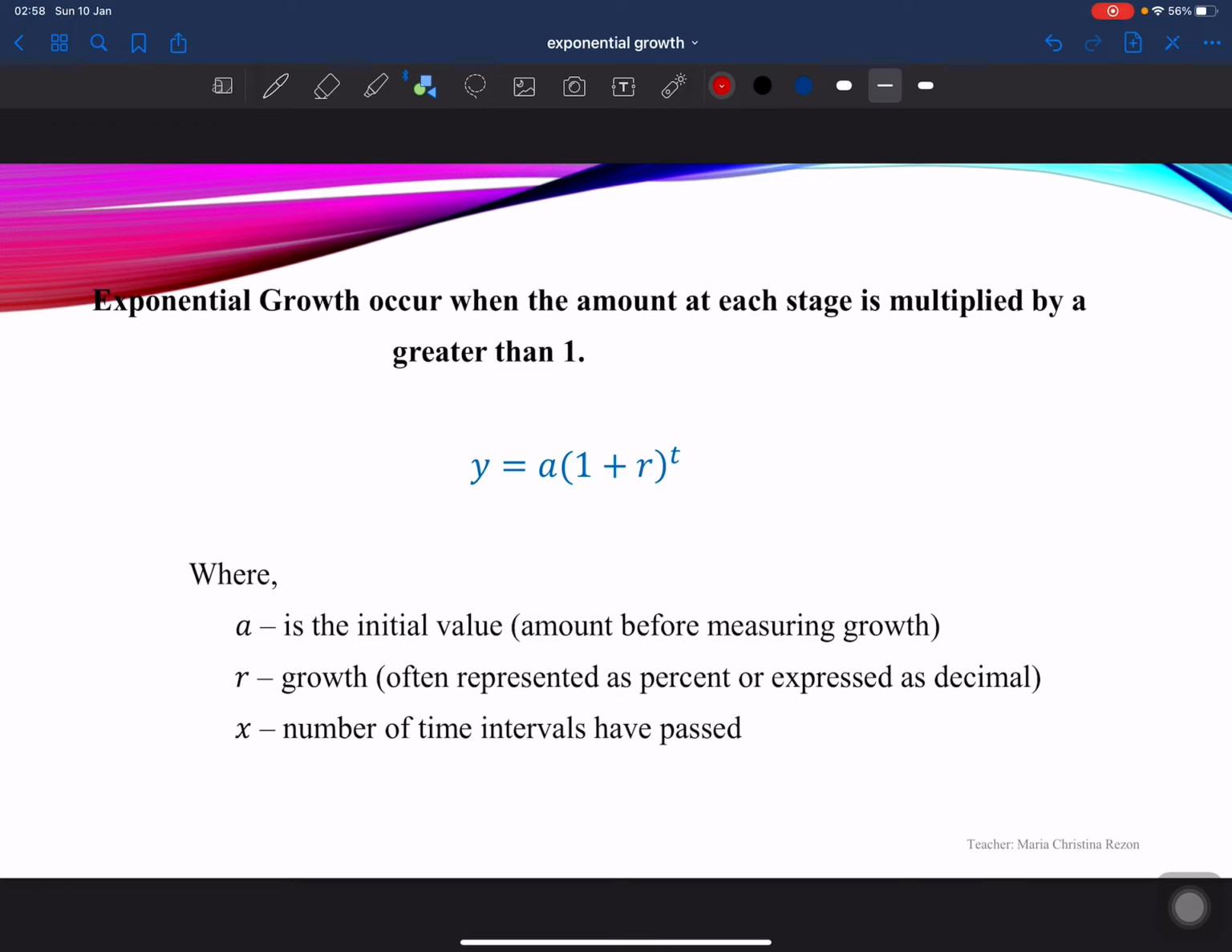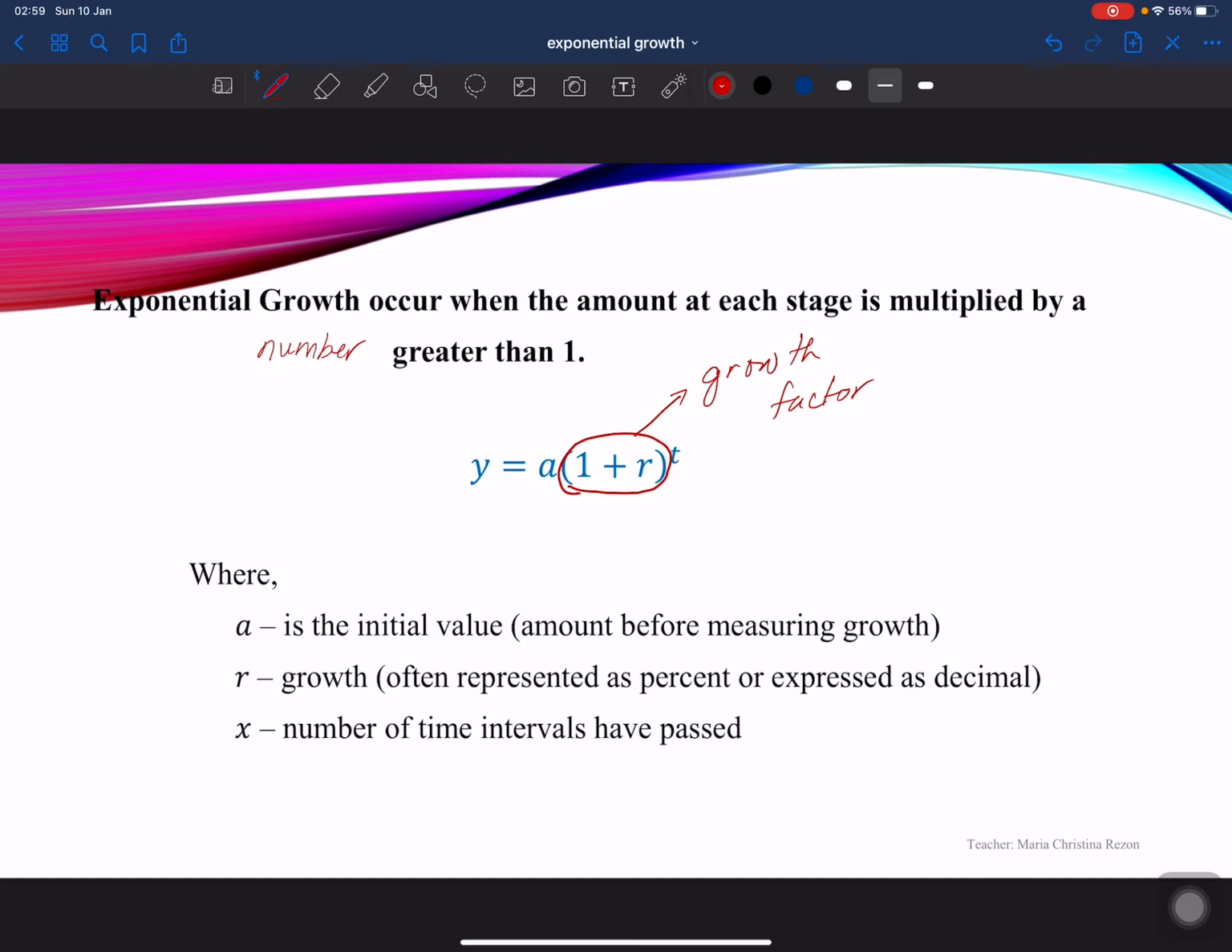Another definition here, we have exponential growth occur when the amount of each stage is multiplied by a number greater than 1. So it occurs when the amount at each stage is multiplied by a number greater than 1. And that number is your growth factor, which is 1 plus r. This is your growth factor. And it's actually equal to your x.